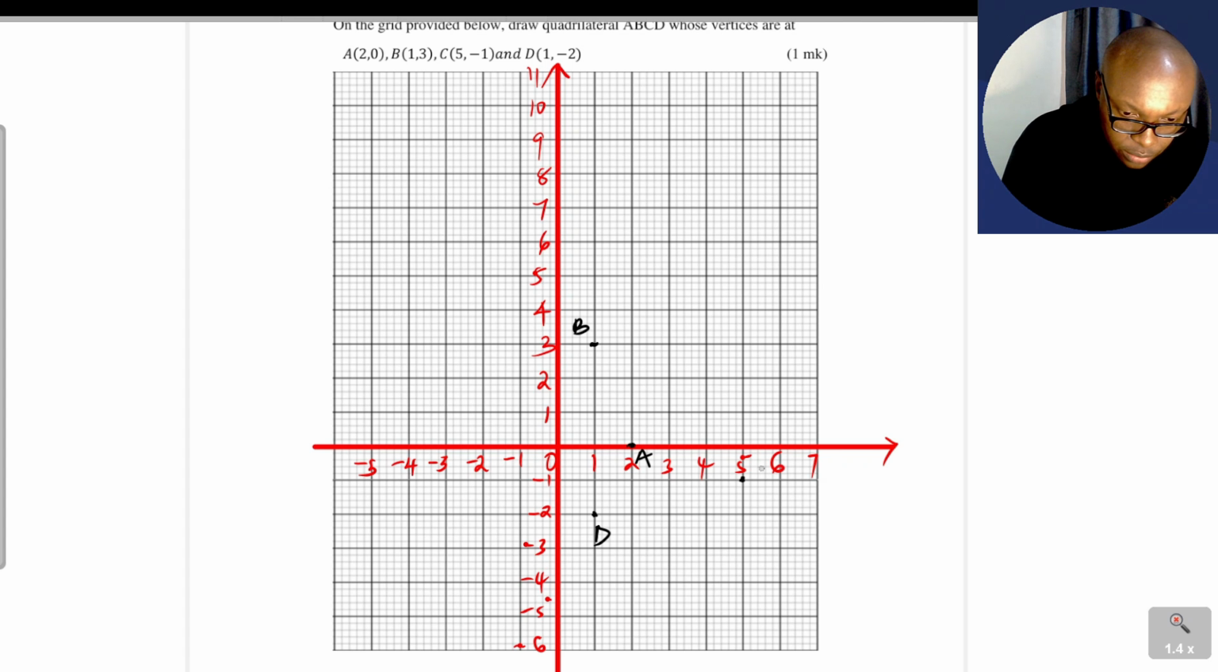When you're joining these, I've not named C yet, and this is C. C was here. So when you're joining, ensure that you join from A to B. You join it in that order, A to B. Then from B to C. You may use a ruler for this. Then C to D. And then you join the first point to the last, that is A and D. So that is how you're supposed to join it: A to B, then B to C, then C to D, and then join A to D. So that is the quadrilateral.